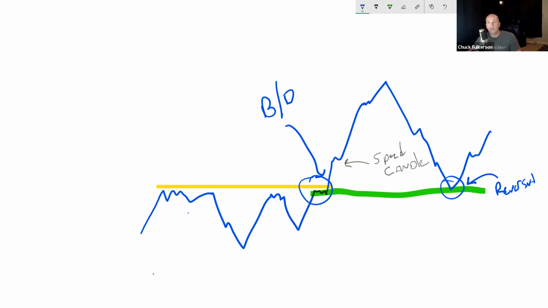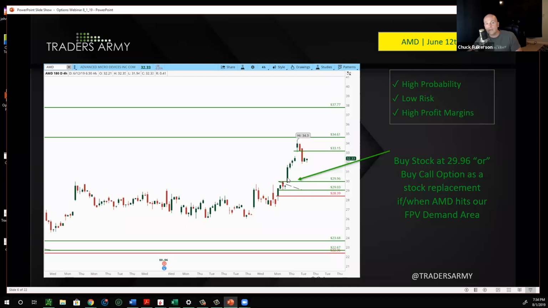So in this example, if you miss the breakout, you can still trade it by saying, if we get back to $29.96, I'm going to get long, but I'm not going to just get long. What I do is I use a contingent order that says, if the price of the stock gets to $29.96, then buy the option, right? So we're using a contingent order.